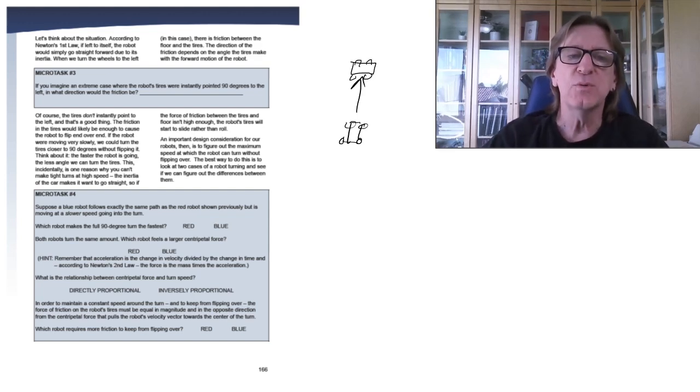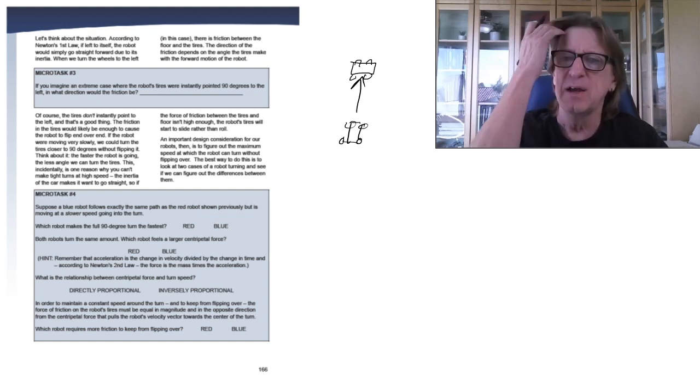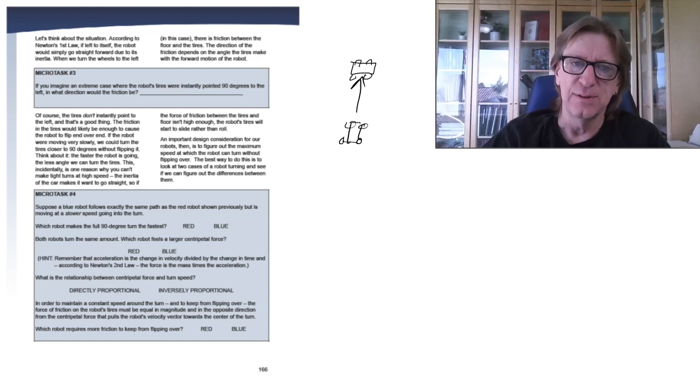Okay, what direction is the friction in this case? This might be a little tricky, so pause the video, think about it, give it a good thought, and then let's see what you decide.